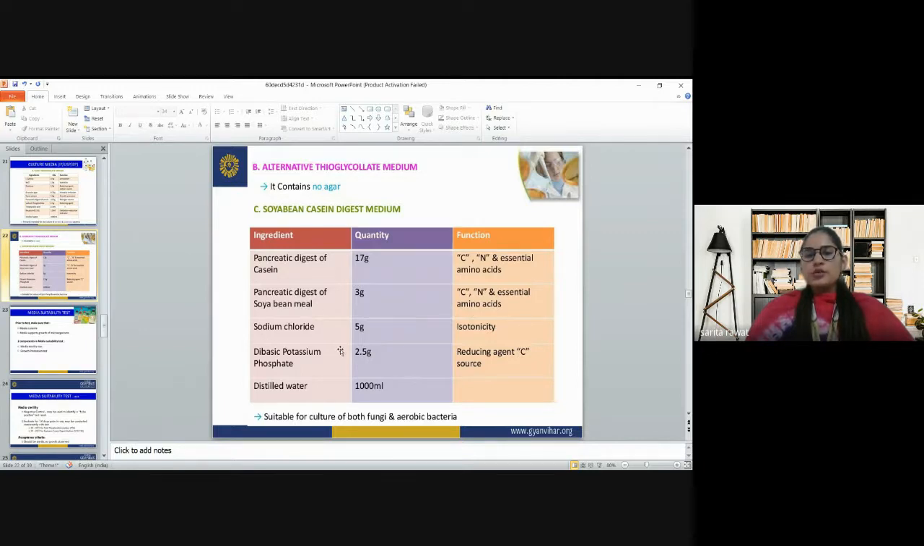Sodium chloride we use 5 gram, it is used for isotonicity. Then dibasic potassium phosphate, 2.5 gram, used as a buffering agent. Then distilled water, 1000 ml. It is suitable for the culture of both fungi and aerobic bacteria.